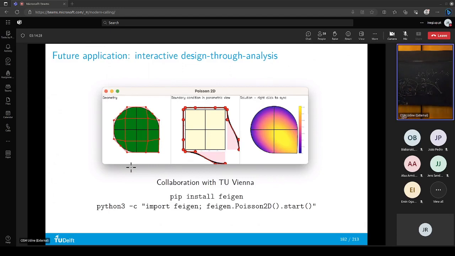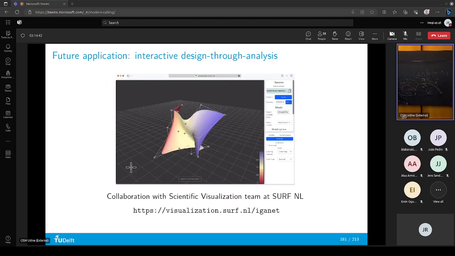Yeah, so this is really pip install Feigen, and then running this one-liner, you get this thing to play with. And here, this is visualization.surf.nl/IGA-net. Maybe don't try it all at the same time. We didn't do brute force tests at the moment. It's a prototype, so please don't break it. Or if you break it, let me know, then we can restart it.